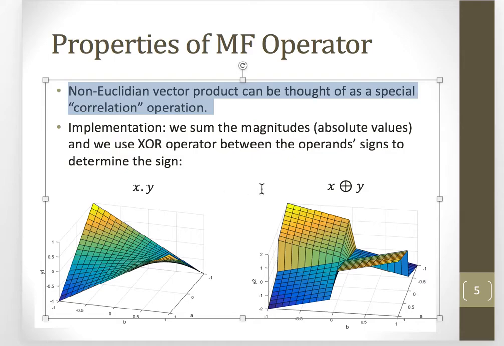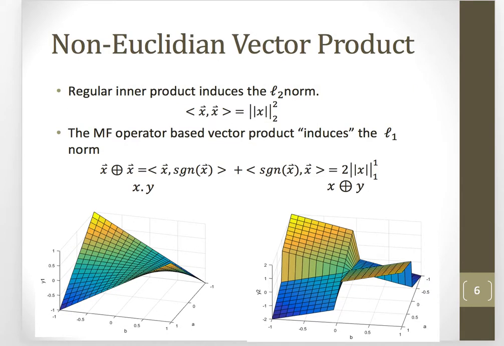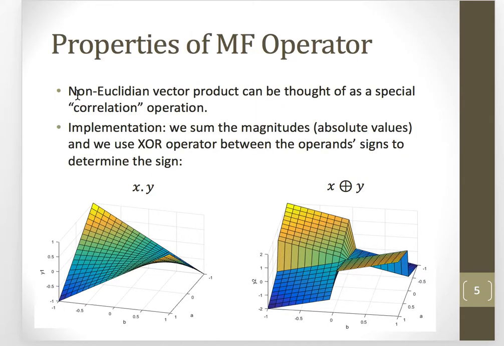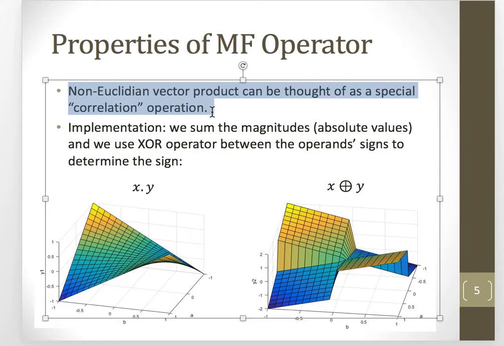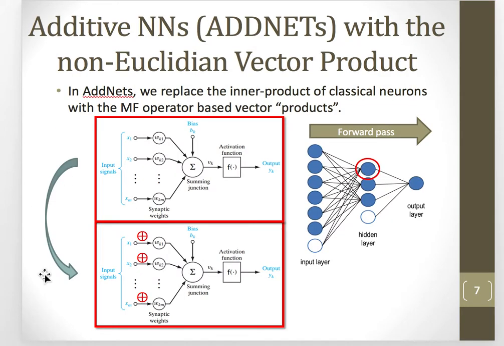Now, one problem with it is that it's not smooth. So I have here the plot of x times y for x and y in between -1 and 1. In a regular multiplication, you have a smooth surface, but here you have discontinuities, and these discontinuities may lead to some problems during the design of the neural networks. Okay, so this is like a correlation operation. Therefore, I can use it in neural network structures.